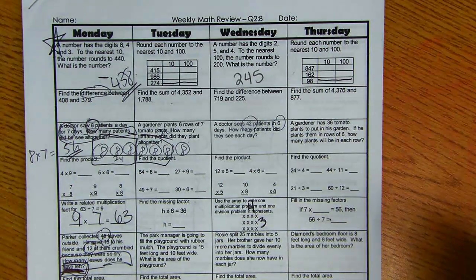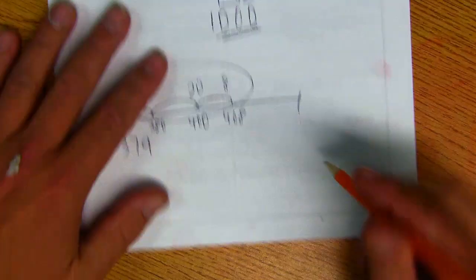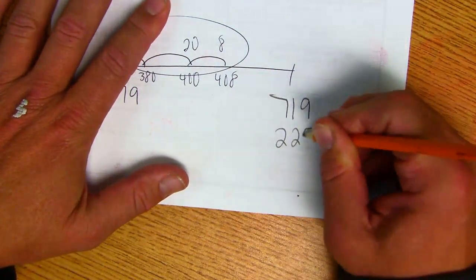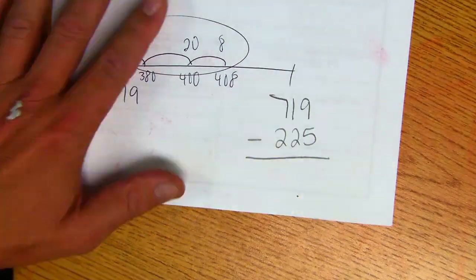Find the difference between 719 and 225. We'll do the old school method. We haven't done this in a while. Place value method.